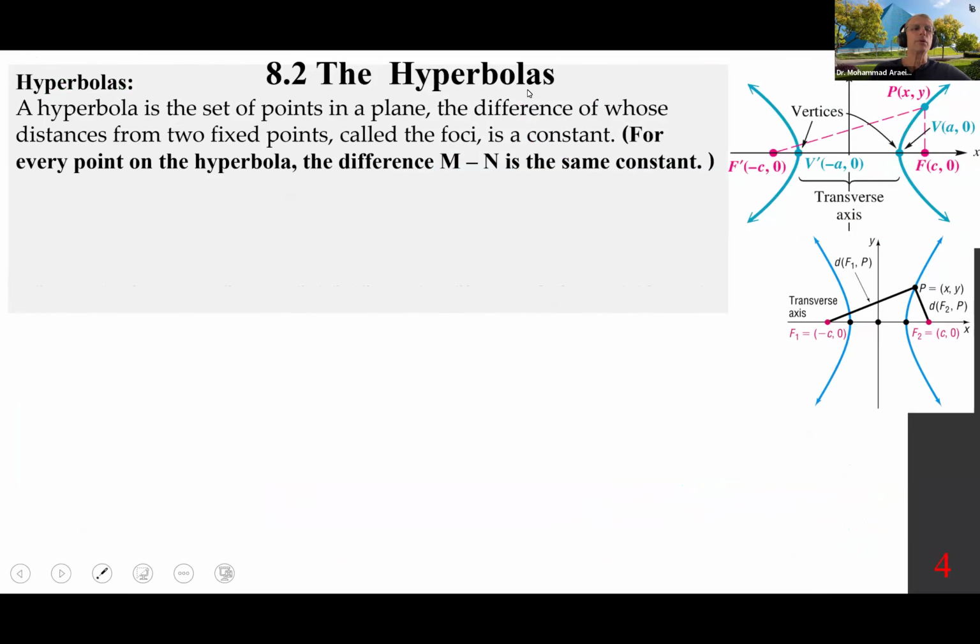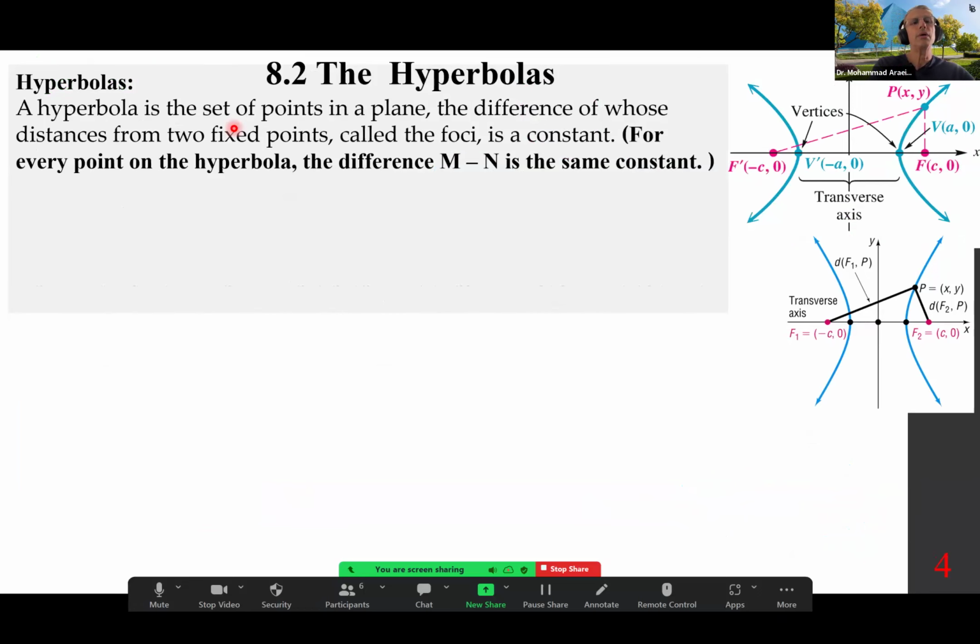And now hyperbolas. A hyperbola is the set of points in a plane, the difference of whose distances from two fixed points called the foci is a constant. For every point on the hyperbola, the difference m minus n is the same constant. This difference, if you pick a point, PF prime minus PF, or PF1 minus PF2.